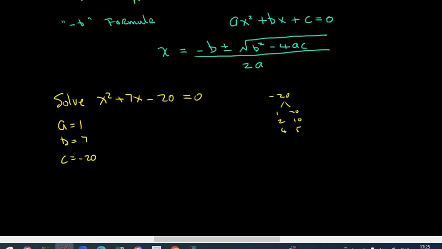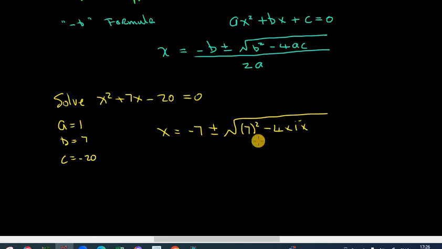Now I know using the quadratic formula, I'll make a bit of space here, I know using the quadratic formula that x is equal to minus b, which is going to give me minus 7, plus or minus the square root of b squared, which is going to give me 7 squared. I'm going to put that inside a bracket. 7 squared minus 4 times a, which is 1, times c, which is negative 20, all divided by 2 times a, which is 2 times 1.